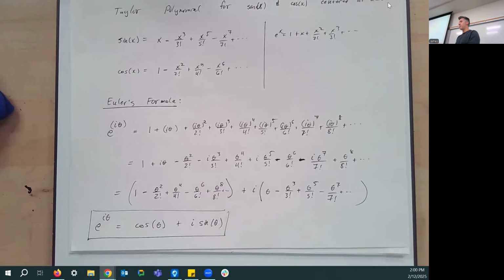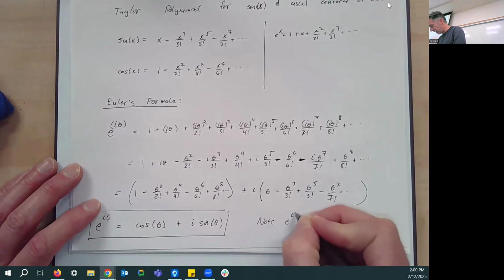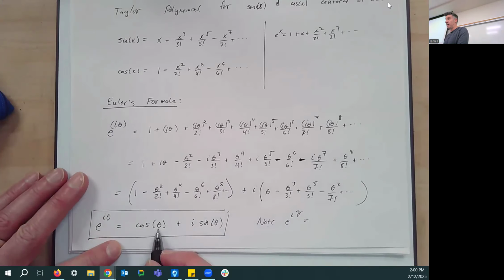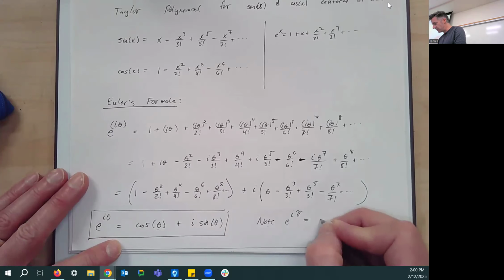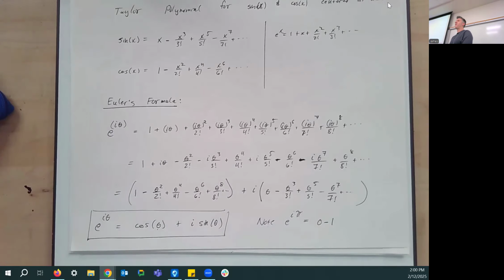It's a very, very famous formula, and there's a very famous equation that comes from it, where if you plug in, I think, pi for theta, so just note that e to the i times pi is equal to cosine of pi, which is -1. People write it as 0 minus 1, and sine of pi is 0. That's a very famous equation because it includes like the 5 most important numbers in math: 0, 1, e, i, and pi. But you don't really need to know that.